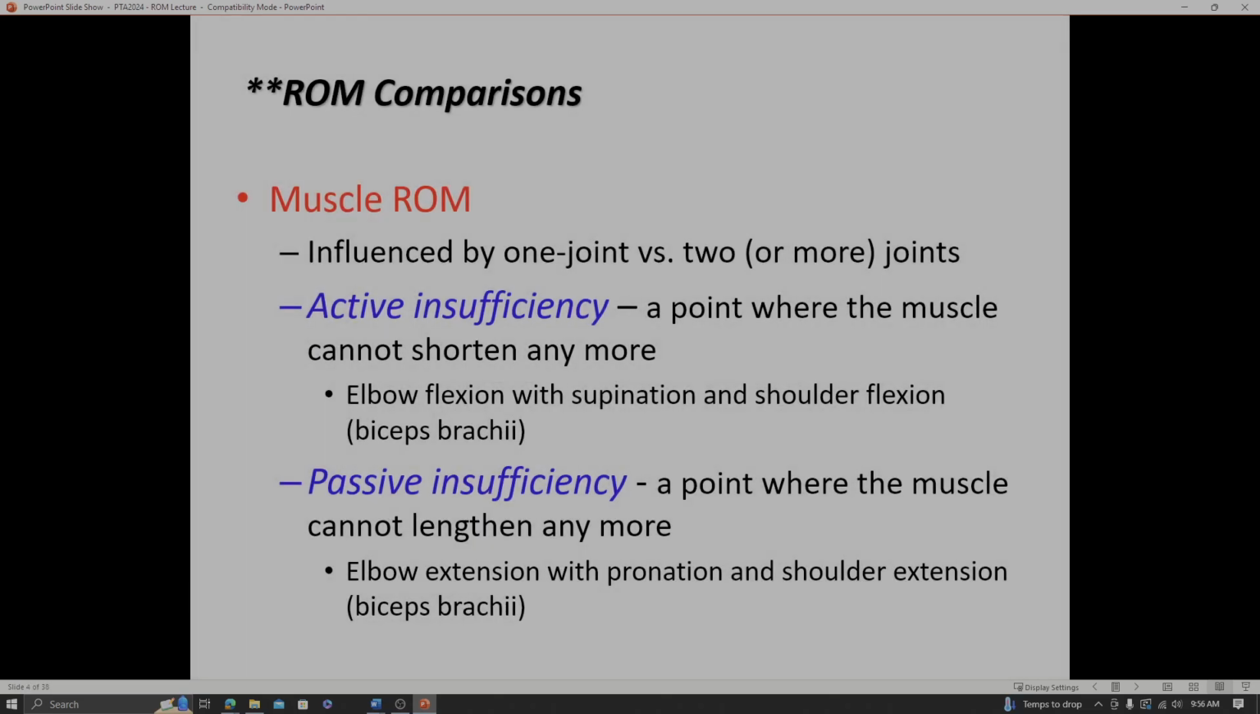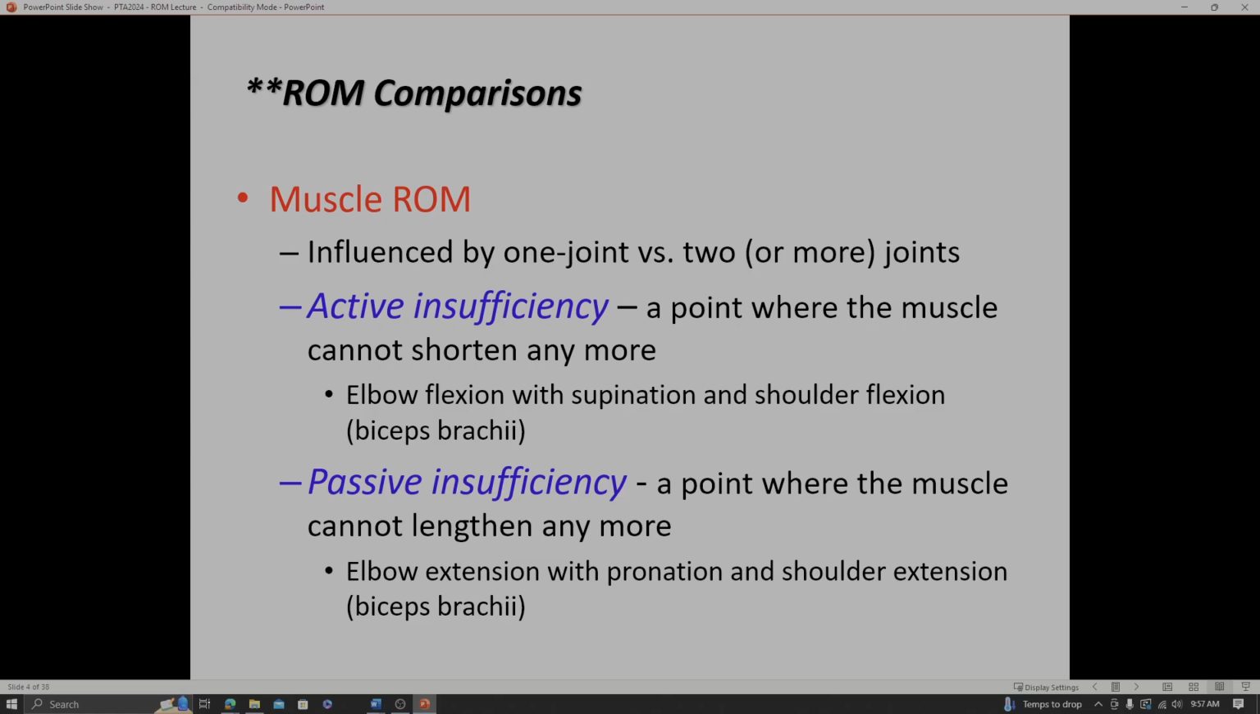Okay, muscle range of motions are going to be impacted by our concepts of active and passive insufficiency. Go back to kinesiology. You guys should know this before. This is the length tension curve. Active insufficiency is at a two-joint muscle. It is the point where the muscle can no longer shorten any further. Passive insufficiency, you guys should know, is the point where the muscle cannot lengthen any further.